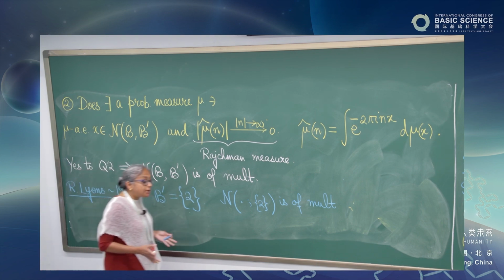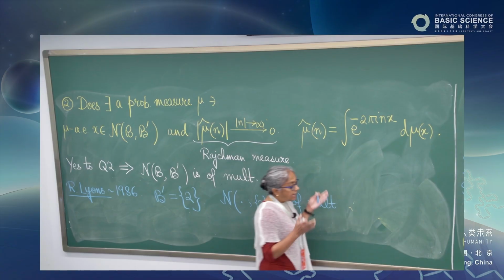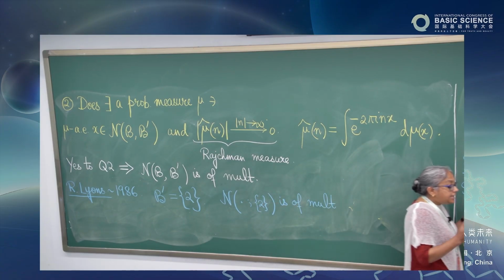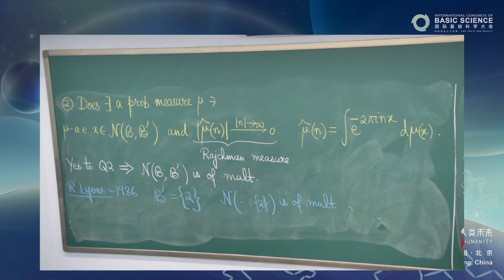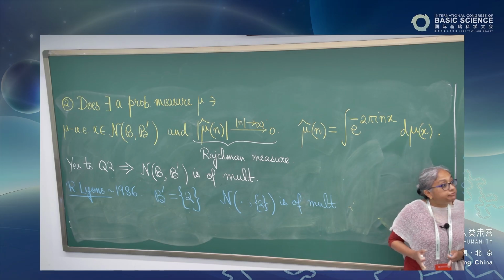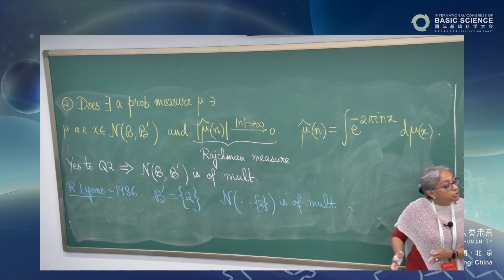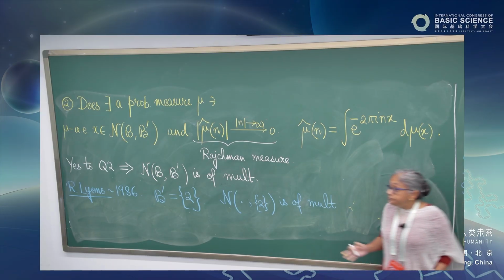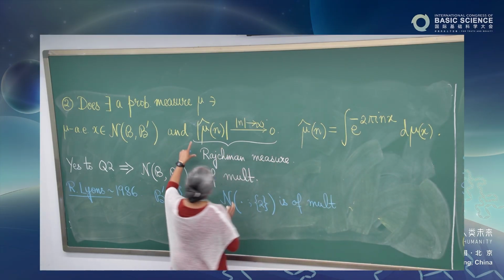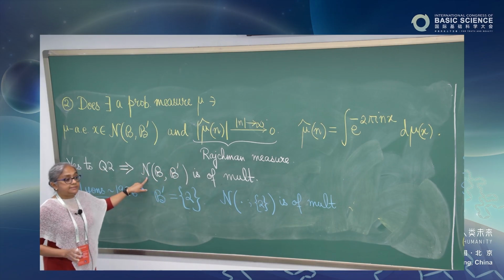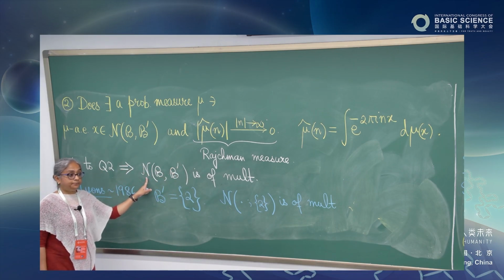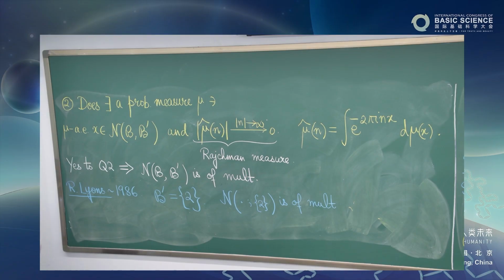So the Piatetski-Shapiro theorem says that a set of uniqueness is equivalent to the non-existence of a pseudo-measure whose Fourier coefficient goes to 0. Therefore, if there exists a measure with the Rajchman property, that implies this is a set of multiplicity.